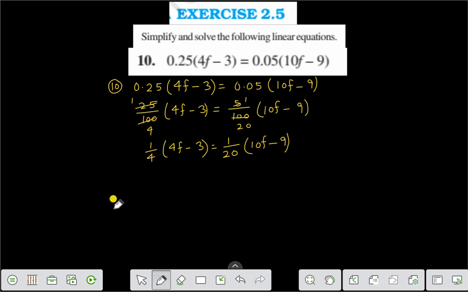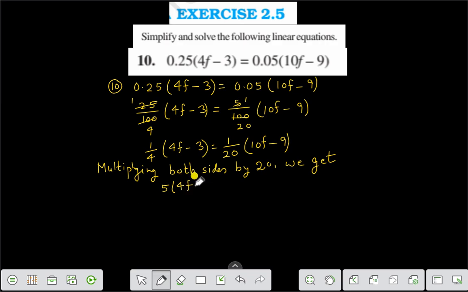Now, on multiplying both sides by 20, we get, if we multiply by 20, 20 by 4 is 5, into 4f minus 3, and this is equal to 20 by 20 is 1, that is 10f minus 9.